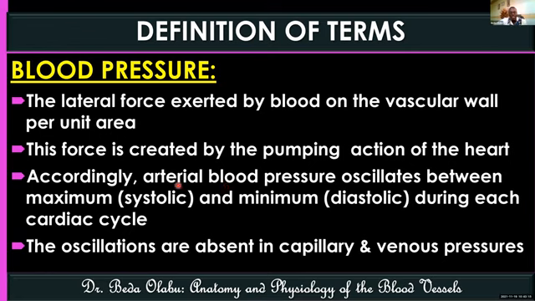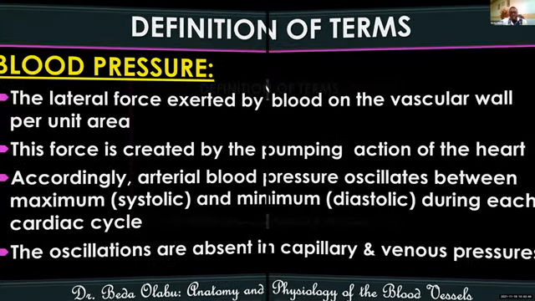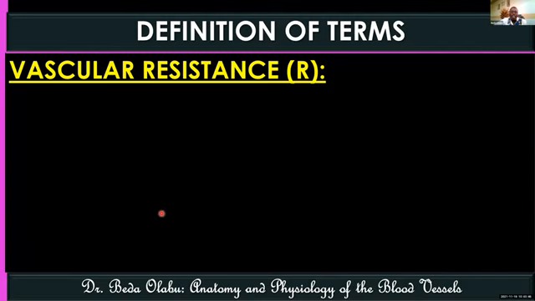So that tells you, if somebody ever asks you to talk about the capillary pressure, don't give it like something over something. The way you give the one for arteries, even the one for veins, don't give it as something over something, because the pressure does not oscillate between maximum and minimum. It's uniform. But for arteries, we want to know systolic and the diastolic pressure. Let's define vascular resistance.